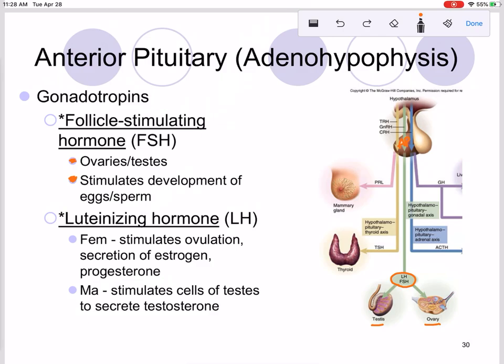So follicle stimulating hormone goes to the ovaries or testes and it stimulates the follicles, which in the female are actually called follicles that produce the egg. In the male, it is the seminiferous tubules that produce the sperm.